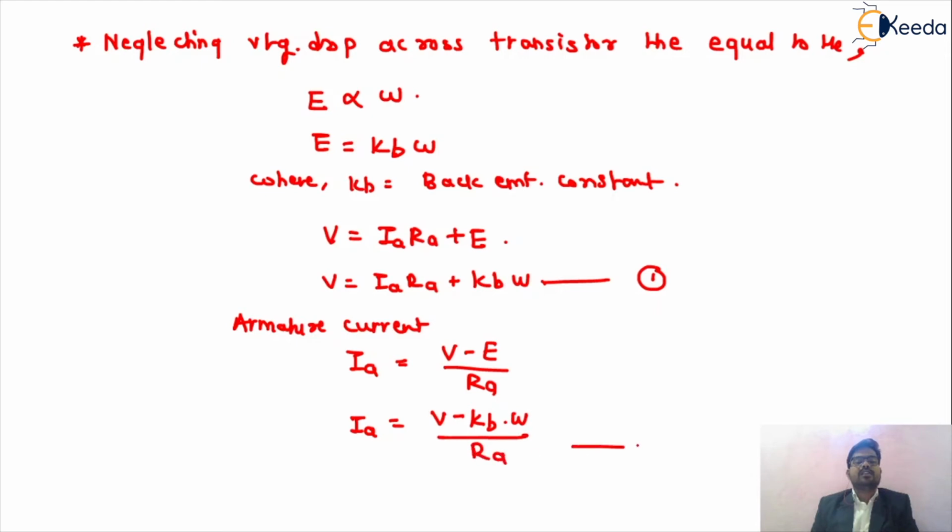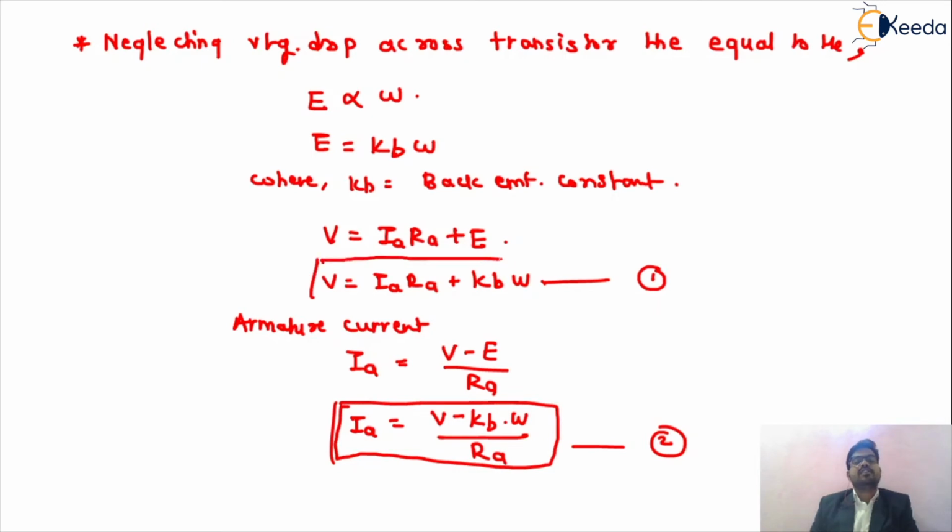So this is equation number 2, which will be the equation of your armature current. So we are getting a very important equation, that is the voltage equation. This is the current equation. From the voltage and current equations, now we can get the torque equation of your BLDC motor. So what will be the torque equation of your BLDC motor?